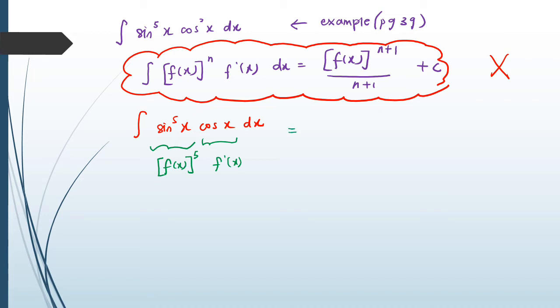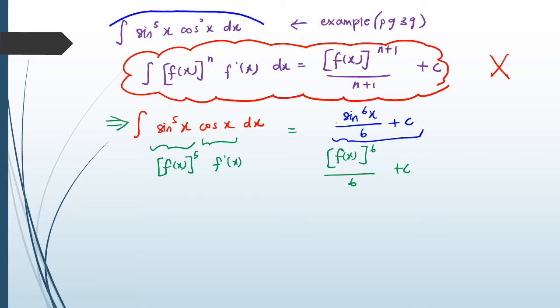So what would the answer be for such a question? I should be getting f(x) to the power of 6 over 6 plus c, and the answer would be sine to the power of 6x over 6 plus c. How is this question different from that? There's an additional power. So what then should I do?